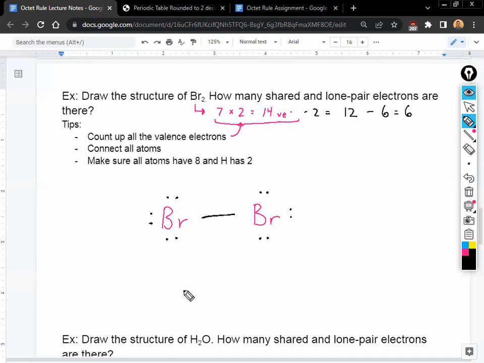So all we need to do is use up all the electrons, make sure everybody is connected, and make sure everybody has 8. We didn't have a hydrogen here, but hydrogen wants 2. So that's your picture of Br2. And we used 6, so this is going to be 0.